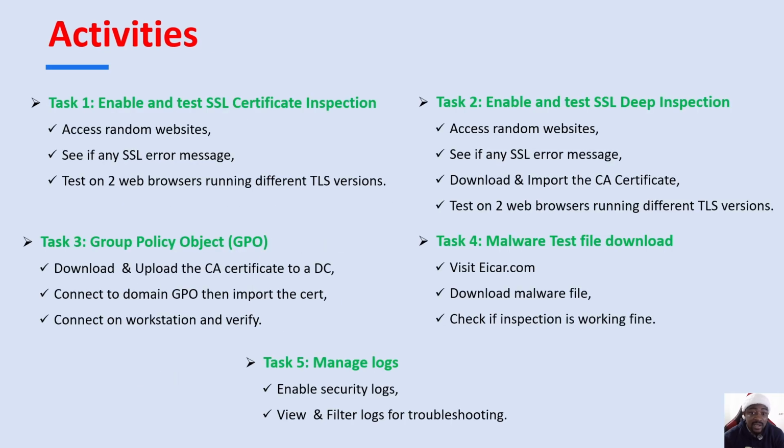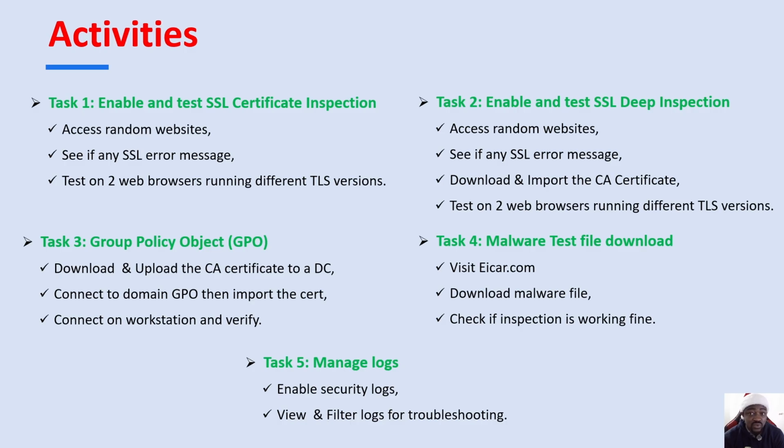Talking about practical activities, here are the tasks that we are going to do at the end of this video. Basically we're going to have 4 tasks. Task 1 will just enable and test SSL inspection, certificate inspection. We'll do this on a random website to see if there's an SSL error message. We're also going to do the test on 2 web browsers that are running different TLS versions.